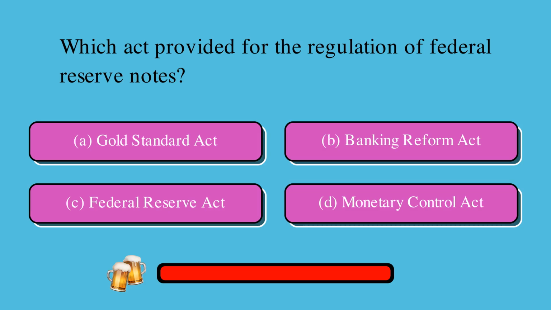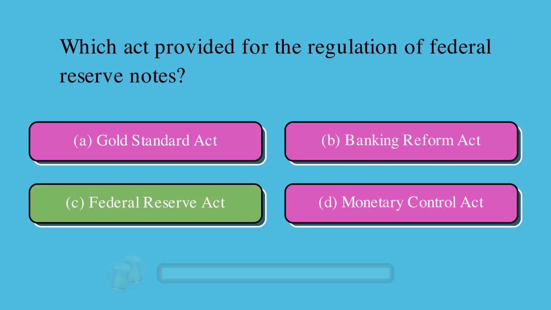Which act provided for the regulation of Federal Reserve notes? Is it A. Gold Standard Act, B. Banking Reform Act, C. Federal Reserve Act, or D. Monetary Control Act? The correct answer is C. Federal Reserve Act.